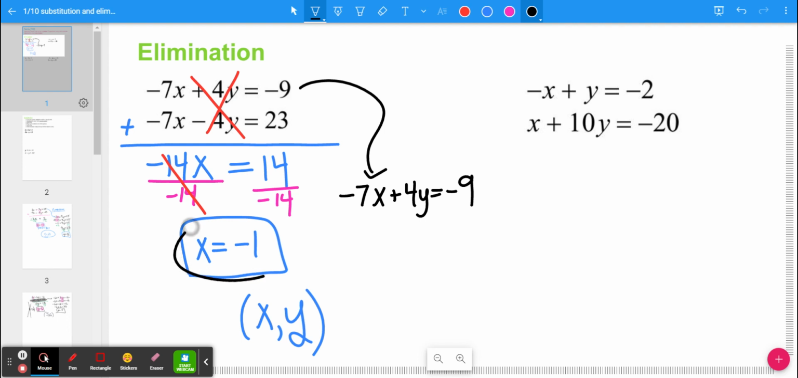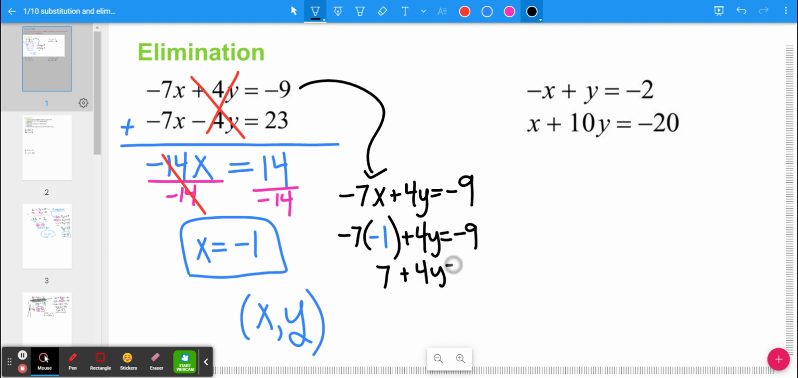Now, because I know that x is equal to negative 1, I can take that negative 1 and plug it in right there for x. So I'll do that now, negative 7. I'm going to multiply by negative 1 that I got from right here. And now I'm just going to write the rest of it, plus 4y equals negative 1. Now we just have to solve for y. Negative 7 times negative 1 is a positive 7. Bring down the rest.